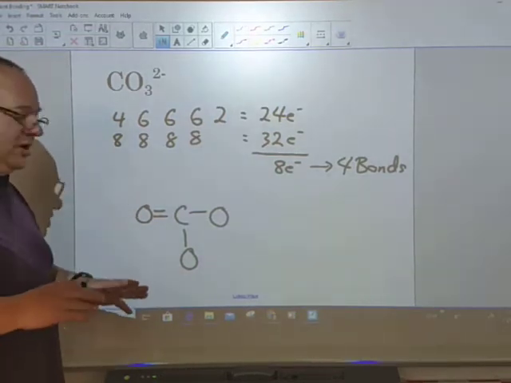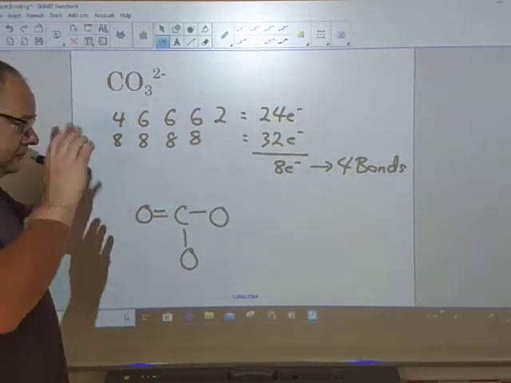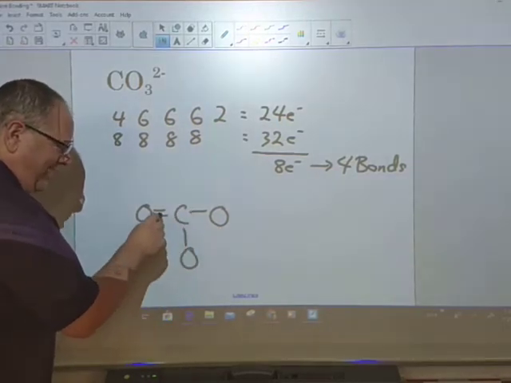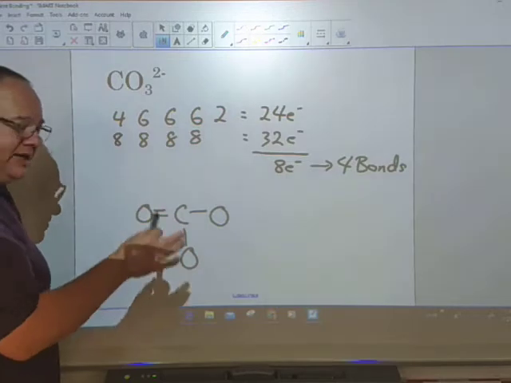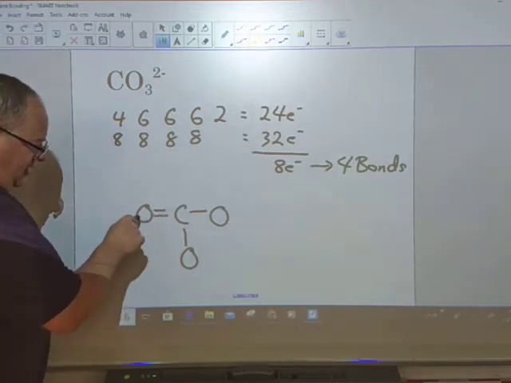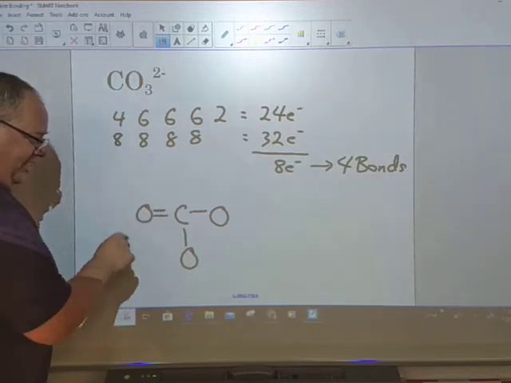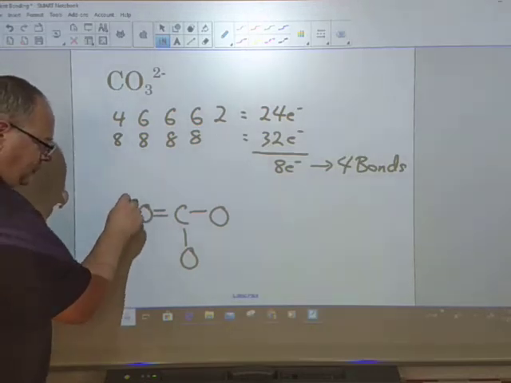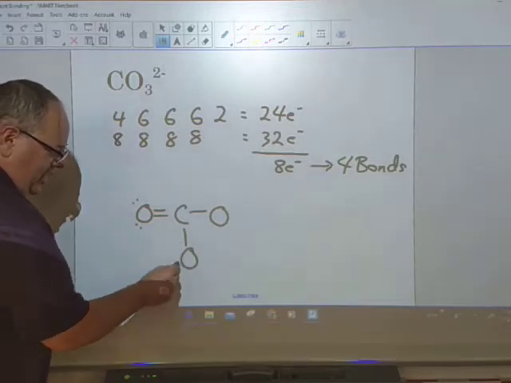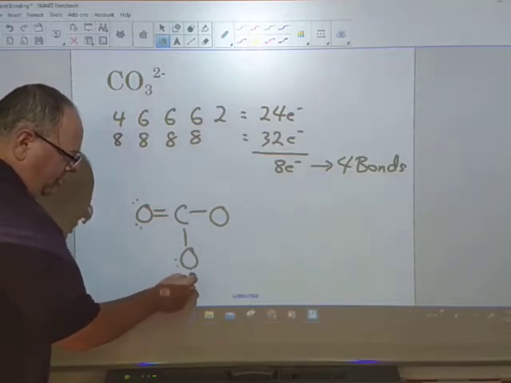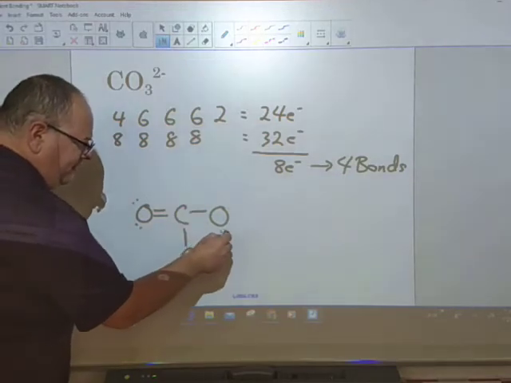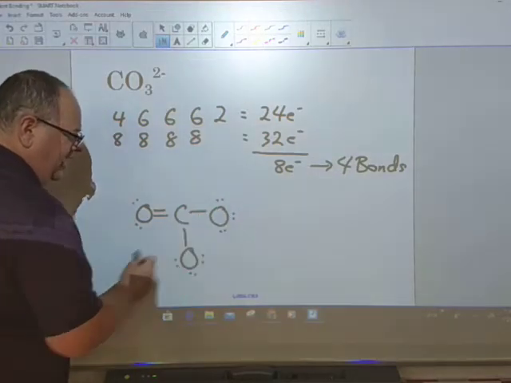Now, we'll fill in our unshared pairs. Carbon already has 2, 4, 6, 8 electrons shared. So, no more for carbon. This oxygen has 4 next to it with that double bond. So I'm going to go 6, 8. This oxygen has 2 next to it, so I'm going to go 4, 6, 8. This one has 2 next to it, so 4, 6, 8.